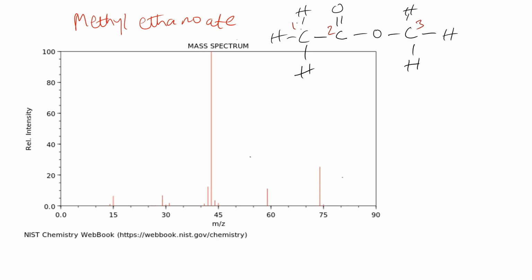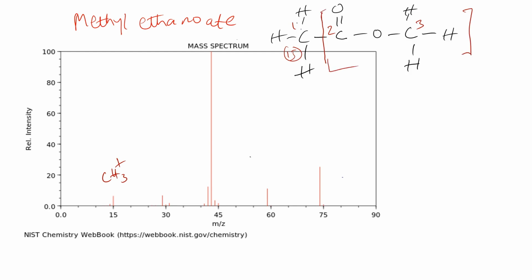If the bond between carbon atom number 1 and number 2 is broken, we are going to have a methyl carbocation, CH3 plus, right? And CH3 is 15, and that corresponds to this peak at 15 here. So this 15 here is CH3 plus. Then it means we can also have this as our cation as well.